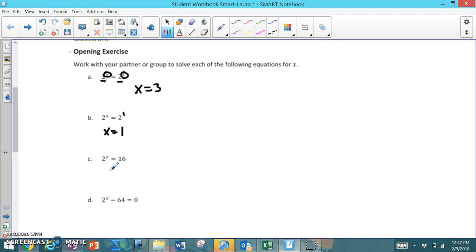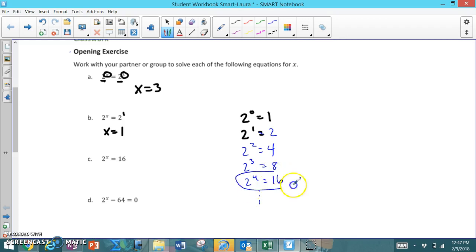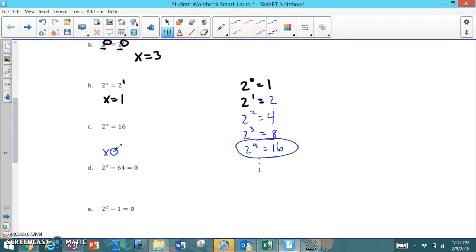Now, letter C gets a little more complicated. It has 2 to the x equals 16. So in this one, we could just be thinking about 2 to what power is 16. Hopefully we know that off the top of our head, but you are always welcome to go through and say 2 to the 0 is 1, 2 to the 1 is 2, 2 squared is 4, 2 cubed is 8, 2 to the 4th is 16, and so on and so forth. So if we use that process, we can see that it's when the exponent is 4 that 2 to the 4th is 16.